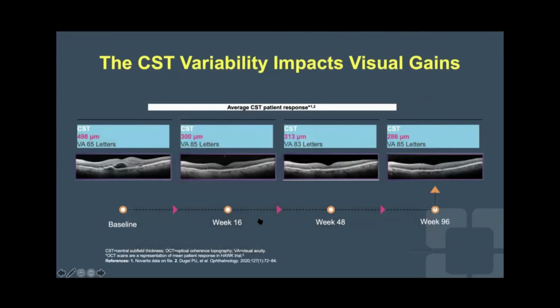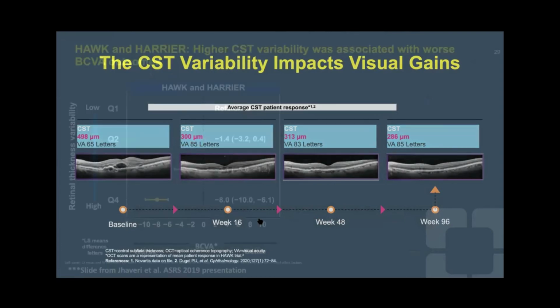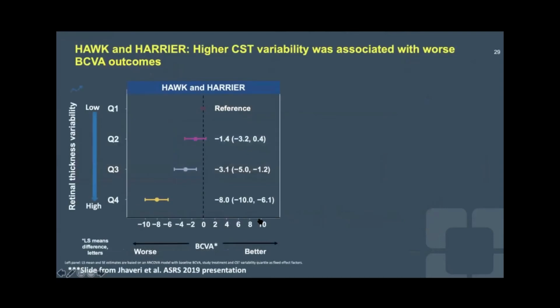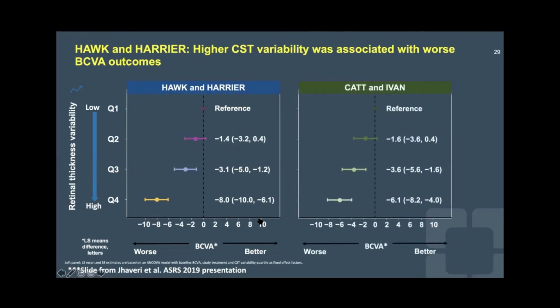One of the other real beneficial things is the variability in central subfield thickness. And here's an example patient from a clinical study who got a series of injections in the study, and then went every 12 months between injections, and had a nice improvement and stability in their OCT over time. And by that, I mean there wasn't a lot of amplitude of ups and downs during the course of their treatment. And one of the things that the HAWK study found was that when you have patients with high variability in the retinal thickness, where the standard deviation is very high, they have a negative prognostication with regards to visual acuity. And here is the same seen in CATT and IVAN.